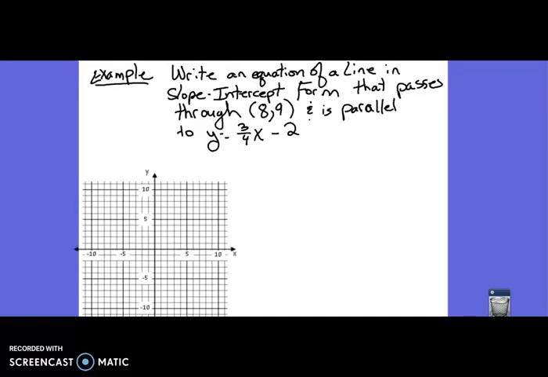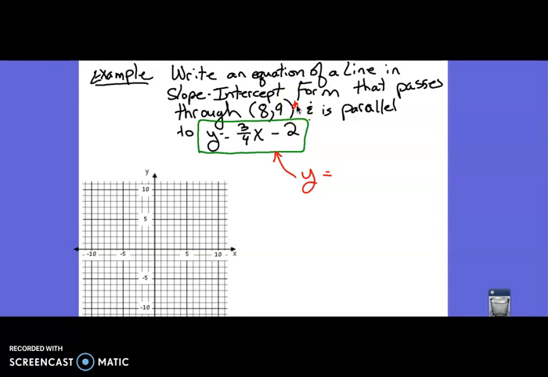So when we look at our next example: write an equation of a line in slope-intercept form that passes through a certain point, (8, 9), and is parallel. Again, parallel lines have the same slope. Here's an equation right here, and what we're trying to find is another equation that's parallel to this green line, the one I have boxed in. It has to cross through the point (8, 9).